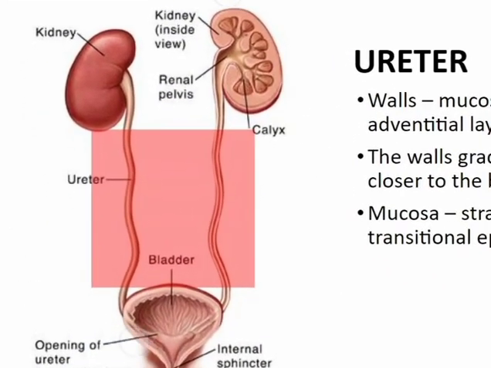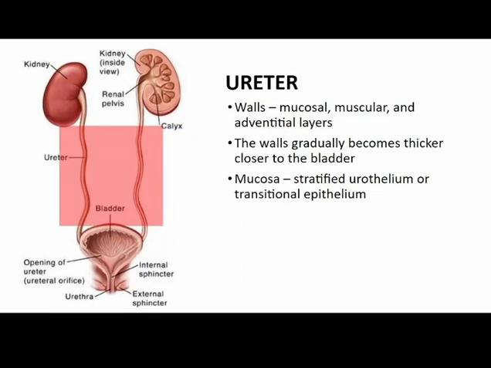Okay, ureter. The ureter has the walls and then the mucosa. The walls contain three layers: the mucosal, the muscular, and the adventitial layers. And then they become thicker as they go closer to the bladder.